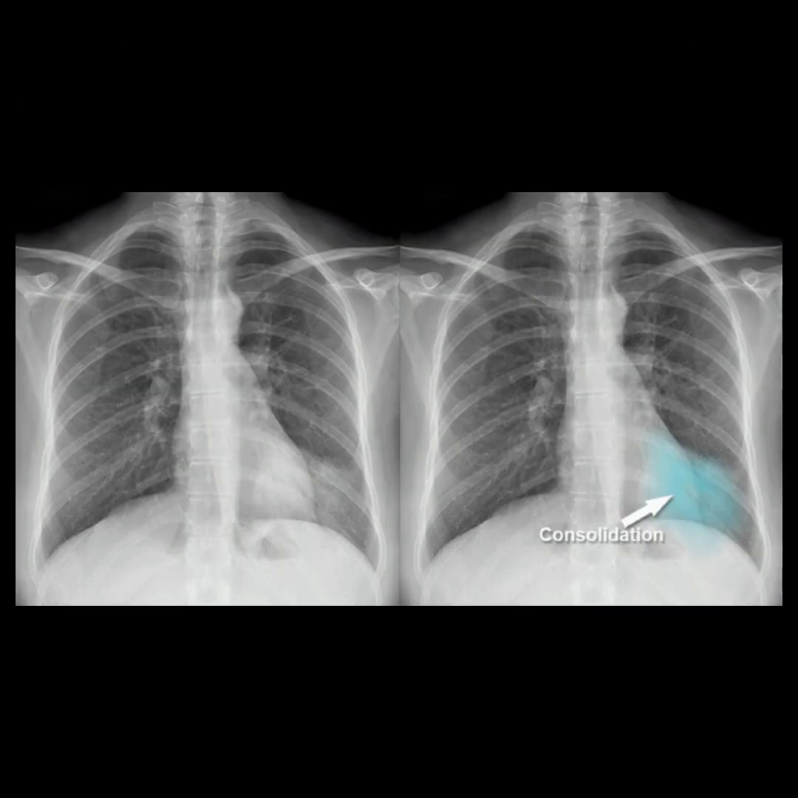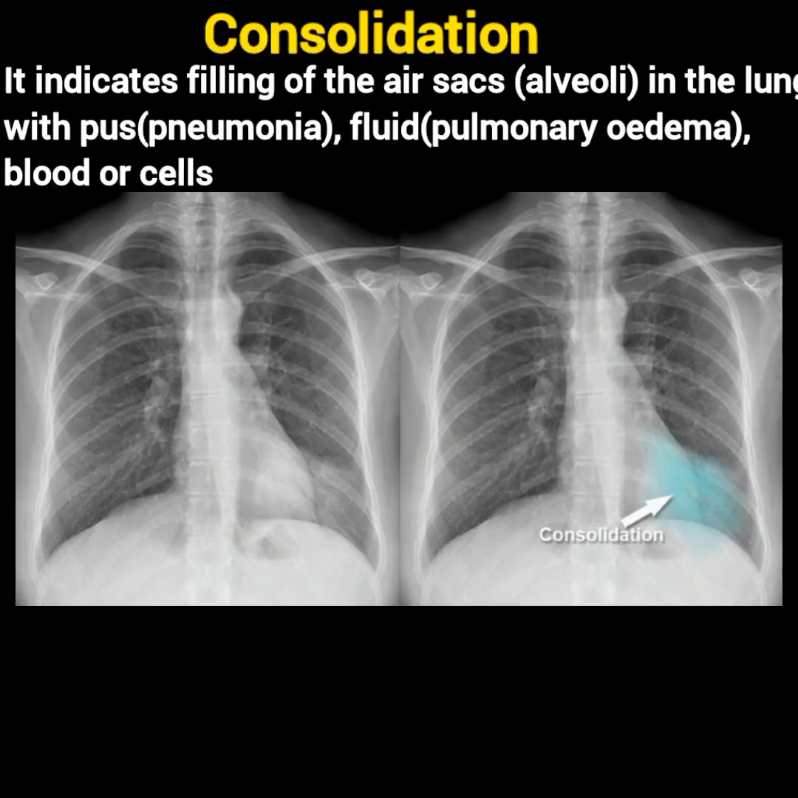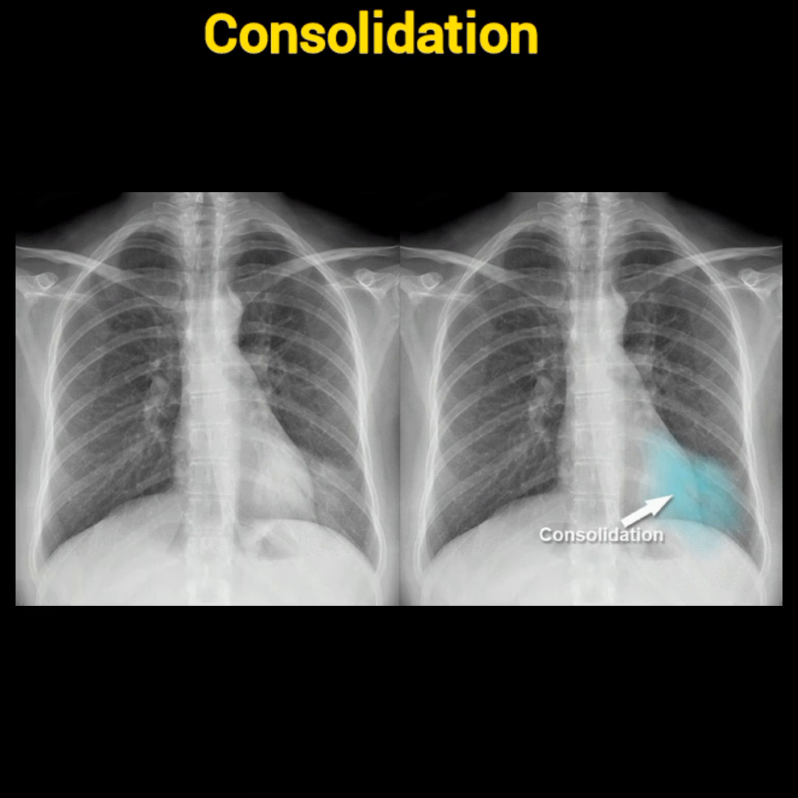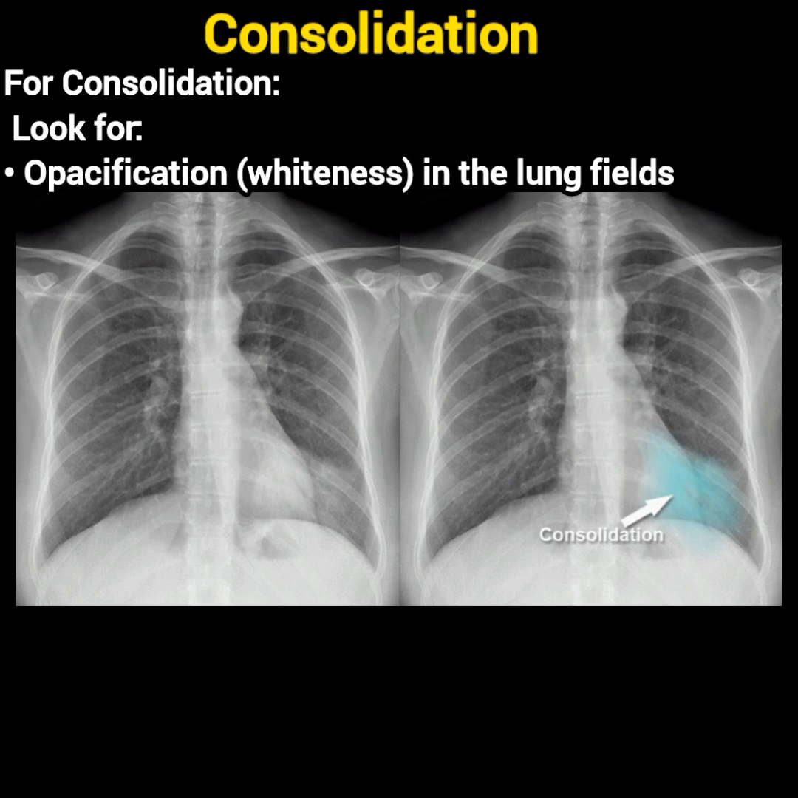Consolidation indicates filling of the air sacs in the lungs with pus, fluid, blood or cells. Note that consolidation is not equal to opacification. Consolidation occurs when air-filled alveoli are replaced with fluid, pus, blood or cells. They typically cause opacification. Opacification, on the other hand, is just the loss of normal lung transparency, appearing as whiteness on radiographs. So for consolidation, look for opacification, that's whiteness in the lung field.